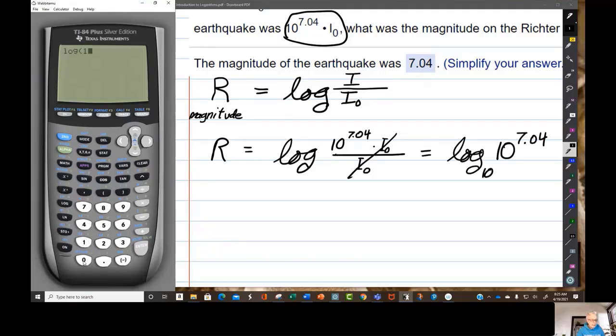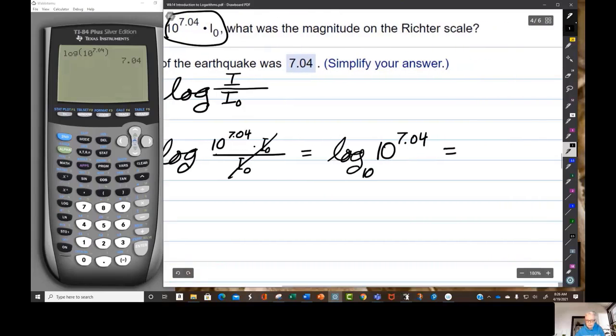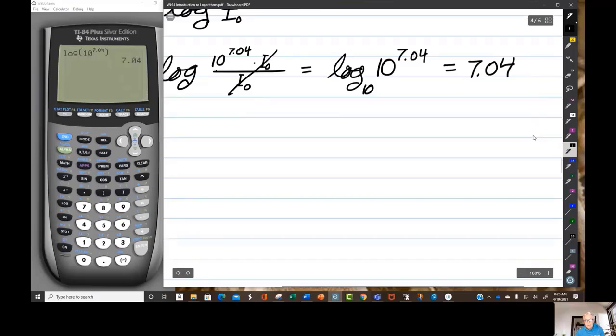Log of 10 caret 7.04. Now, if you've got this kind of calculator or operating system, you're going to have to hit the right arrow key to come down and then put your paren. You have to do the same thing in MyMathLab, I think. Okay, anyway, we're going to calculate this. The log of 10 to the 7.04 power is 7.04.